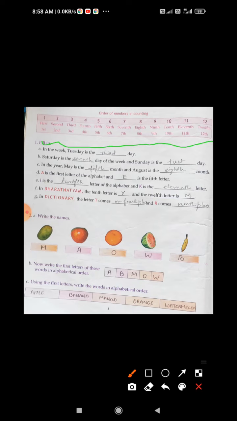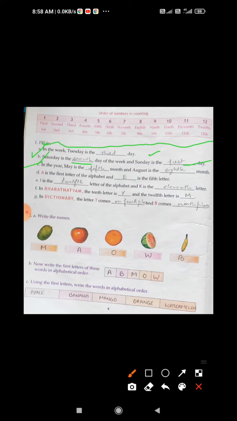Now question number 1, fill in. In a week, Tuesday is the dash day. You have to count from Sunday. Sunday is the first day. Sunday, Monday, Tuesday. It is the third day, right here, third day. Now B part, Saturday is the dash day of the week. Seventh. Now count from Sunday: Sunday, Monday, Tuesday, Wednesday, Thursday, Friday, Saturday. It comes on the seventh day, so right here, seventh. And Sunday is the first day.